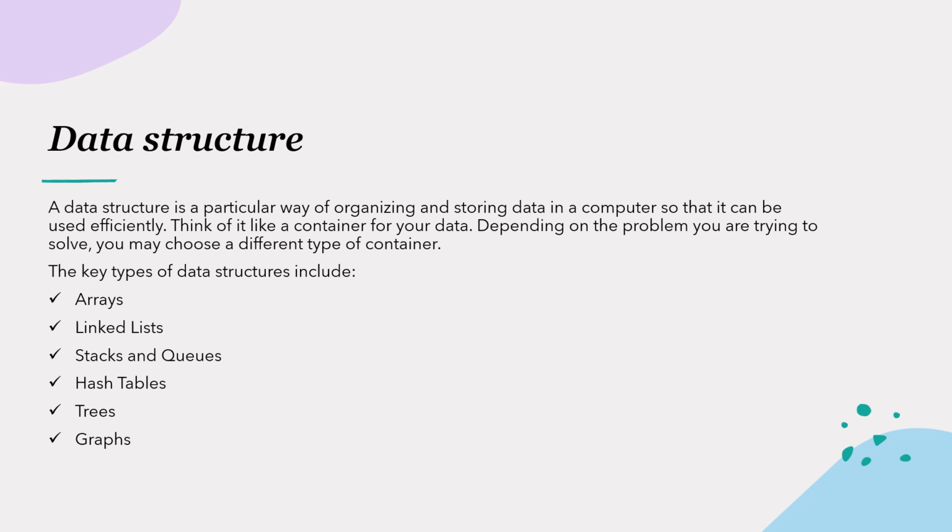The key types of data structures include: 1. Arrays. 2. Linked lists. 3. Stacks and queues. 4. Hash tables. 5. Trees. 6. Graphs. Each of these structures has its own advantages and trade-offs. Throughout this audiobook, we will explore them in detail, focusing on how and when to use each one.